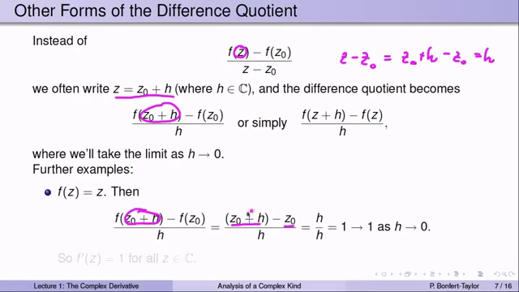You divide by h, and you see in the numerator the z0s cancel out with each other, and you're left with h over h. H over h is 1, no matter what the value of h is. And as h approaches 0, it remains 1, no matter how h approaches 0, which means this limit exists. And that means the derivative of f is equal to 1 for all z in the complex plane. So this function is differentiable everywhere with derivative 1.